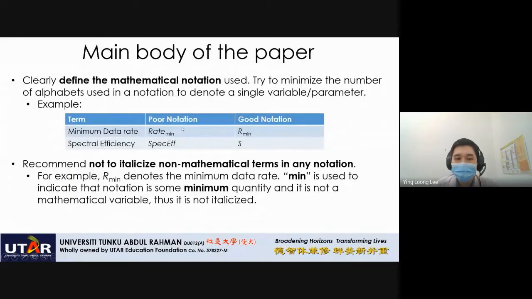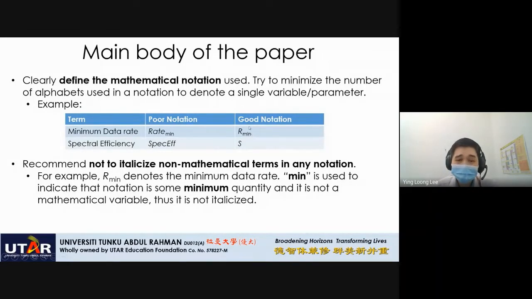And then the non-mathematical part, MIN, denotes that it is a minimum data rate. The MIN in the subscript is not a mathematical variable, so I didn't italicize it.